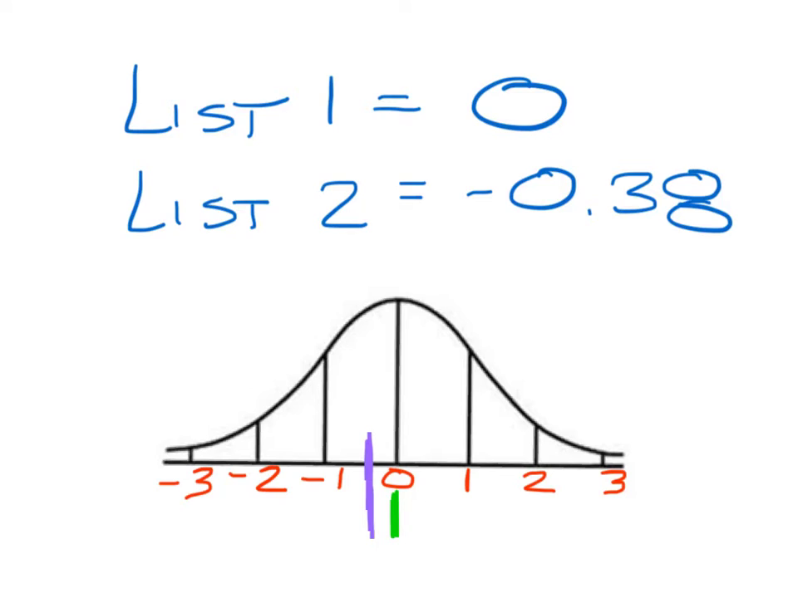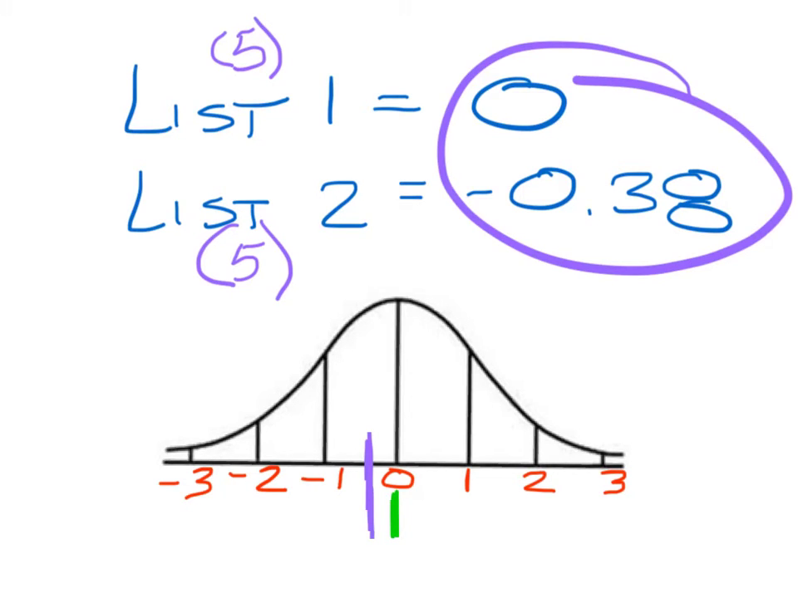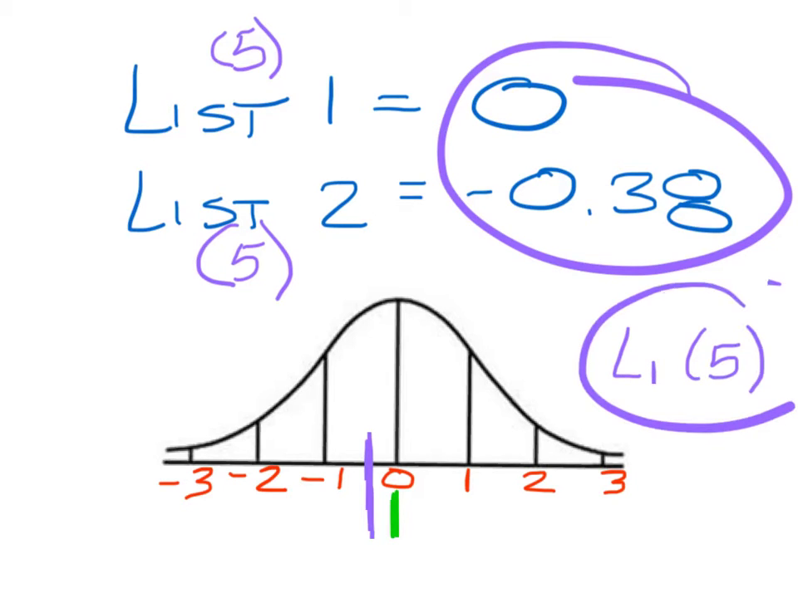Now to answer the question of which item had the better performance, was it the 5 from list 1 or the 5 from list 2? The answer is found by simply comparing these two numbers. Which one is larger? 0. So your answer to the entire problem is list 1, item 5, had the better performance.